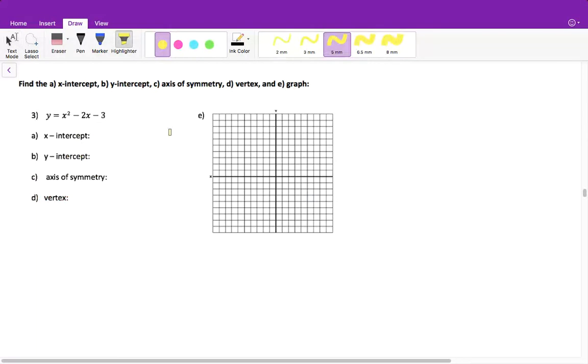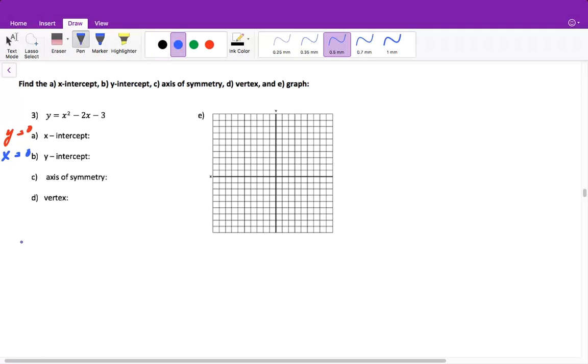All right, so for this one, I may need to move the screen around a little bit because it's a lot of writing. But we know when we're solving for our x-intercept, y gets set equal to 0, and for our y-intercept, x gets set equal to 0. So we can solve these ones pretty quickly. It's easier to solve for this y-intercept.